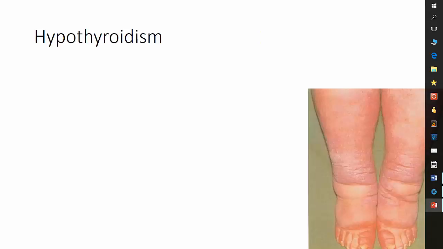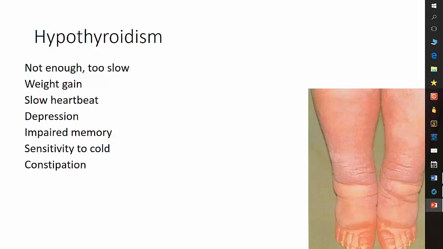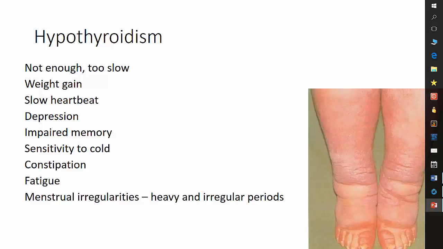Well, that would be the opposite of hyperthyroidism. So hyperthyroidism was too much too fast, and hypothyroidism is not enough too slow. So in this case, the symptoms would be weight gain, slow heartbeat, depression, impaired memory, sensitivity to cold. Your patient's cold, everybody else is comfortable. Constipation, fatigue, and menstrual irregularities, heavy and irregular periods. There's also a skin condition, a kind of skin edema called myxedema demonstrated here, and it's often referred to as pretibial myxedema because it's found in this area.